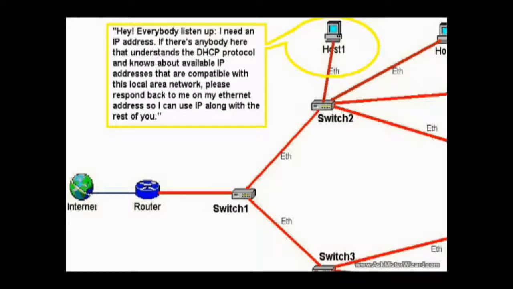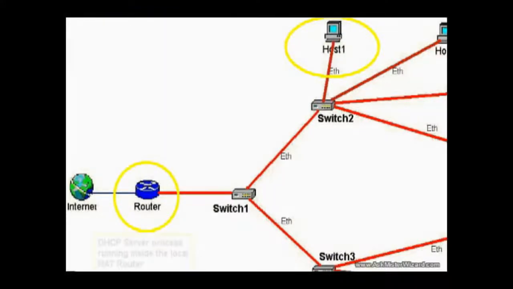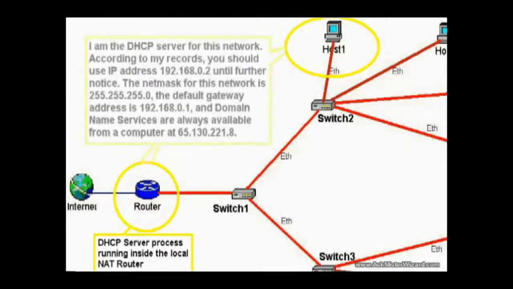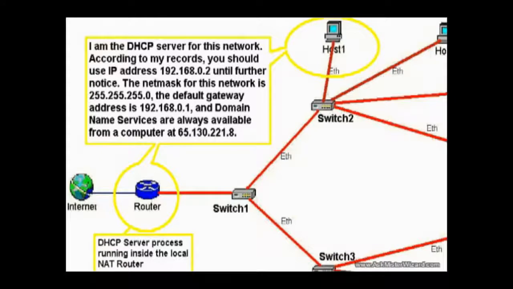Hey, everybody, listen up. I need an IP address. If there's anybody here that understands the DHCP protocol and knows about available IP addresses that are compatible with this local area network, please respond back to me on my Ethernet address so I can use IP along with the rest of you. If a DHCP server has been installed on that Ethernet broadcast domain, it will respond with a message like this. I am the DHCP server for this network.